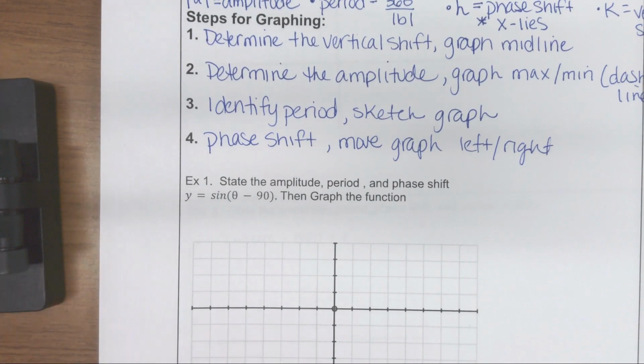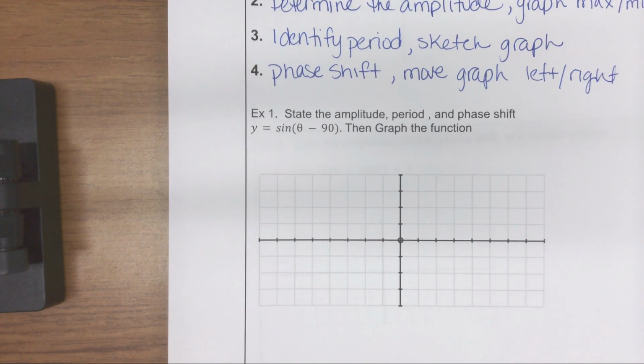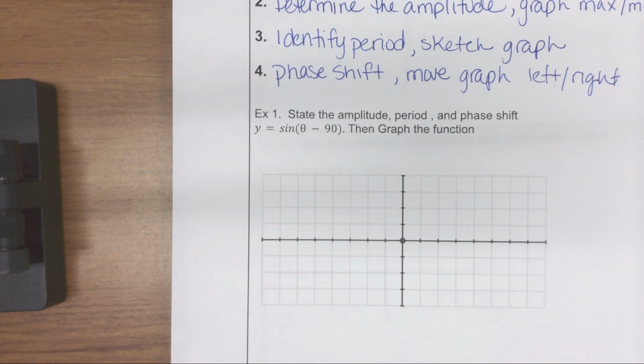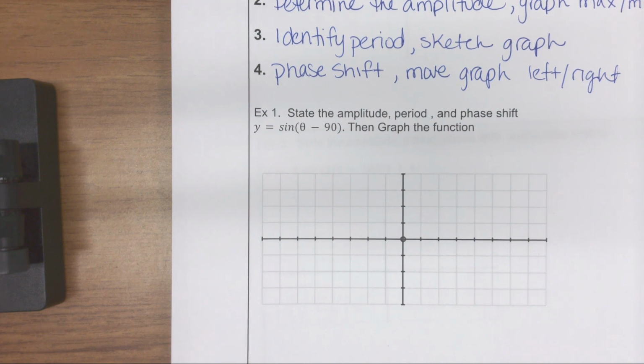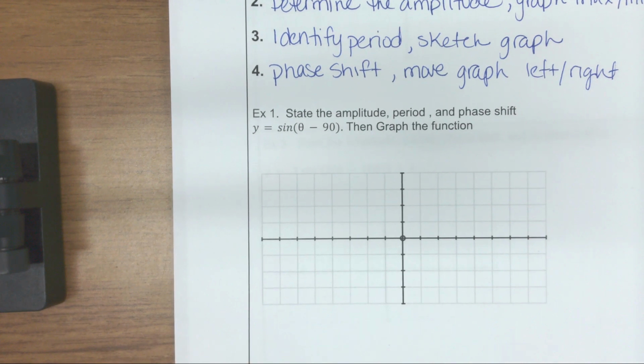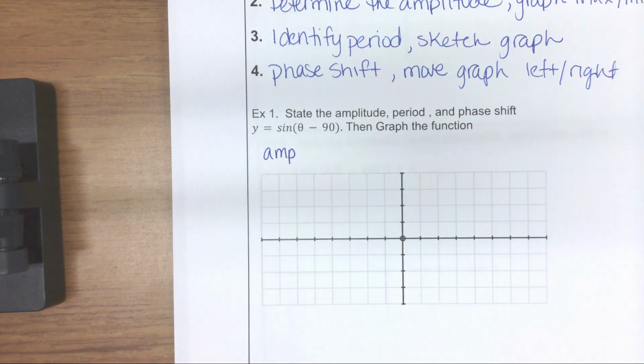All right, so on the first one, we're going to state the amplitude, period, and phase shift. And the reason I only mentioned those ones is because there is no vertical shift on this one. So first of all, I look at the front. There's nothing there. So what does that mean the amplitude is? Amplitude is 1.